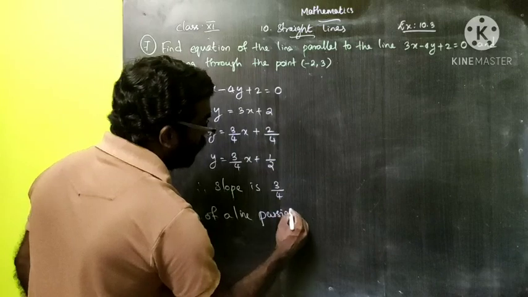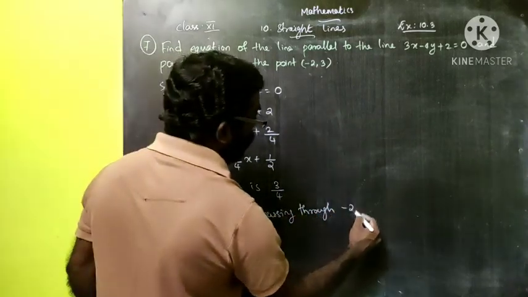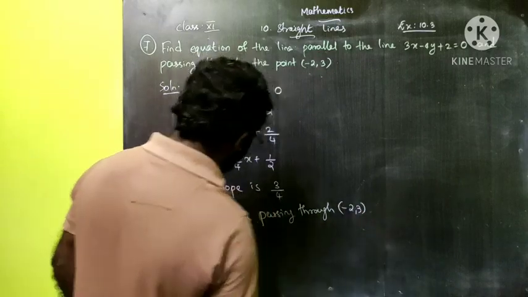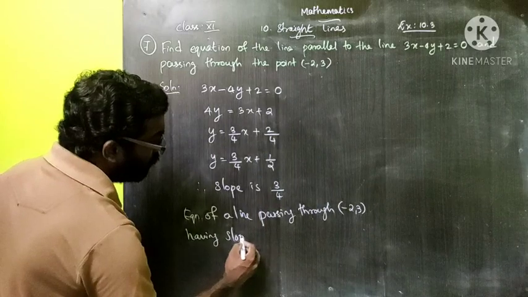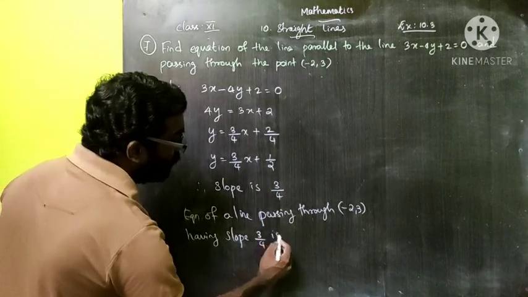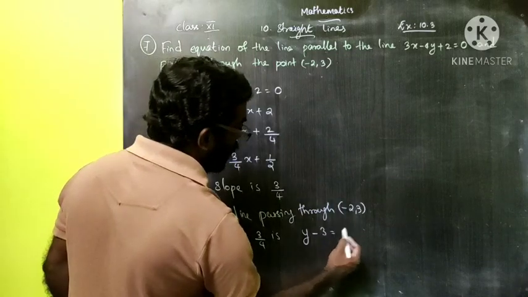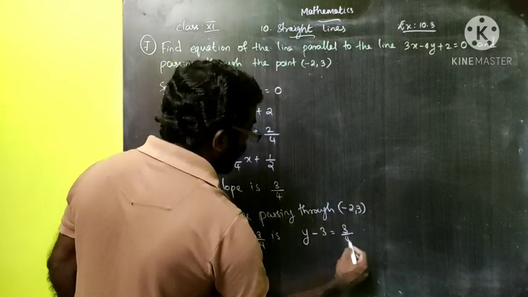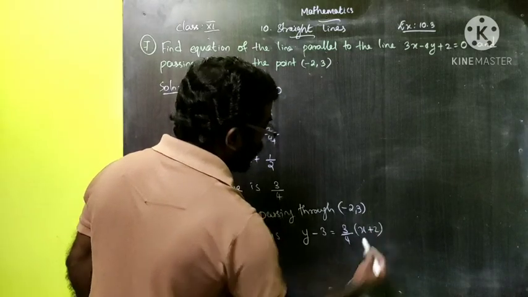passing through minus 2 comma 3 having slope 3 by 4 is y minus y0, that is y minus 3, is equal to m into x minus x0, 3 by 4 into x minus minus 2, that is x plus 2.